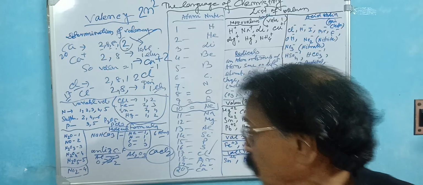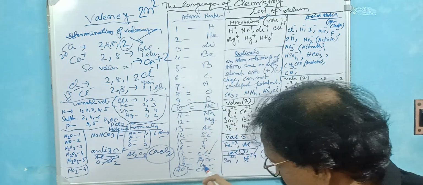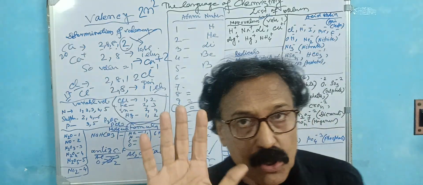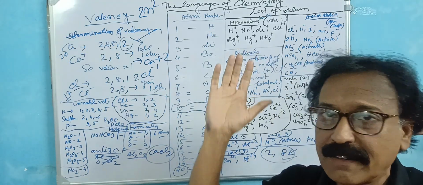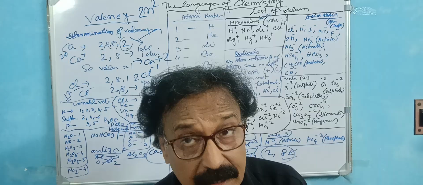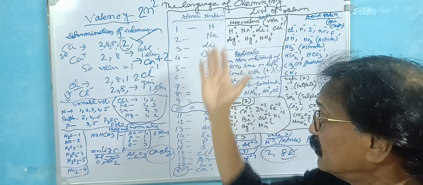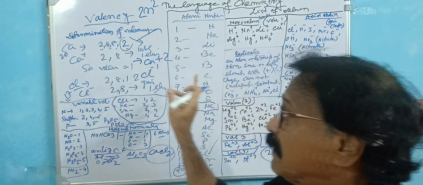The valency of neon is 0. Valency of helium is 0. Valency of argon is 0. So first you remember the atomic numbers of 1 to 20. There are many, up to 100, but up to ICSE the first 20 are very important. So just remember the atomic numbers always, and from there work out the electronic arrangement in this way.